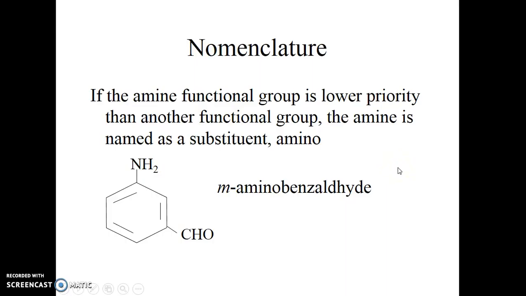If the amine functional group is lower priority, you're not going to name that, or you're going to make it a subordinate functional group. And to make it the subordinate functional group, we call it an amino. So this is benzaldehyde. So what we do is we say 3-amino or meta-amino benzaldehyde. There's an E missing here.